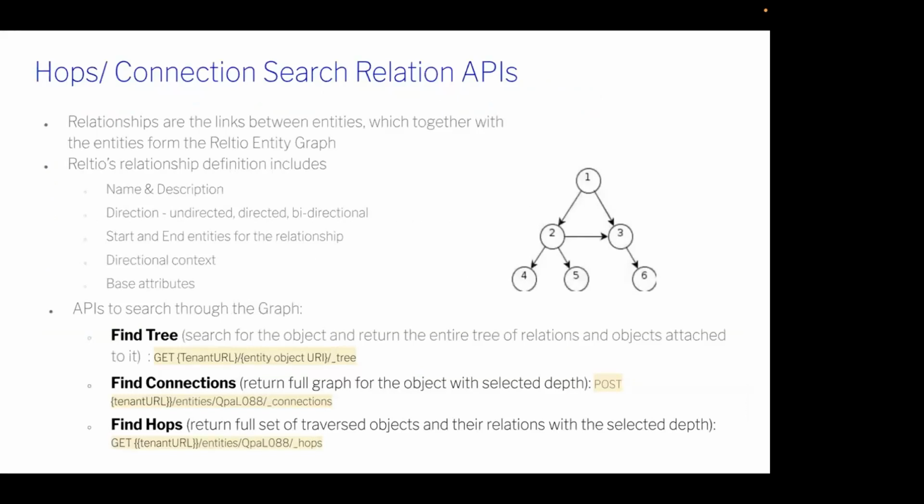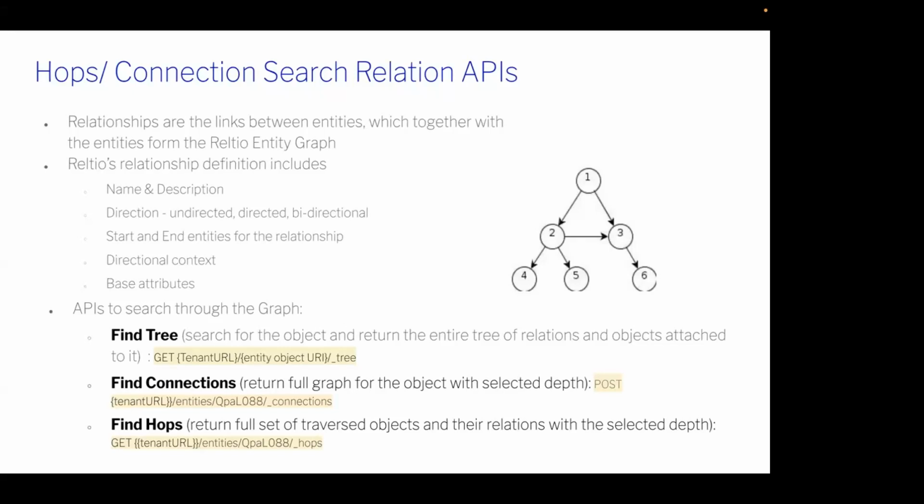Hops, connections, search, relations and APIs. If you think about your data structure and keep in mind the image in the beginning, the one you can see on the slide, you have your entities of different types, and you have relationships between the entities, where one entity would be a start object and another one would be an end object for a specific relation. When we talk about the type of search where you need to find hops between two entities or connections between two entities, that's not the type of index search we're talking about. These APIs work slightly differently.